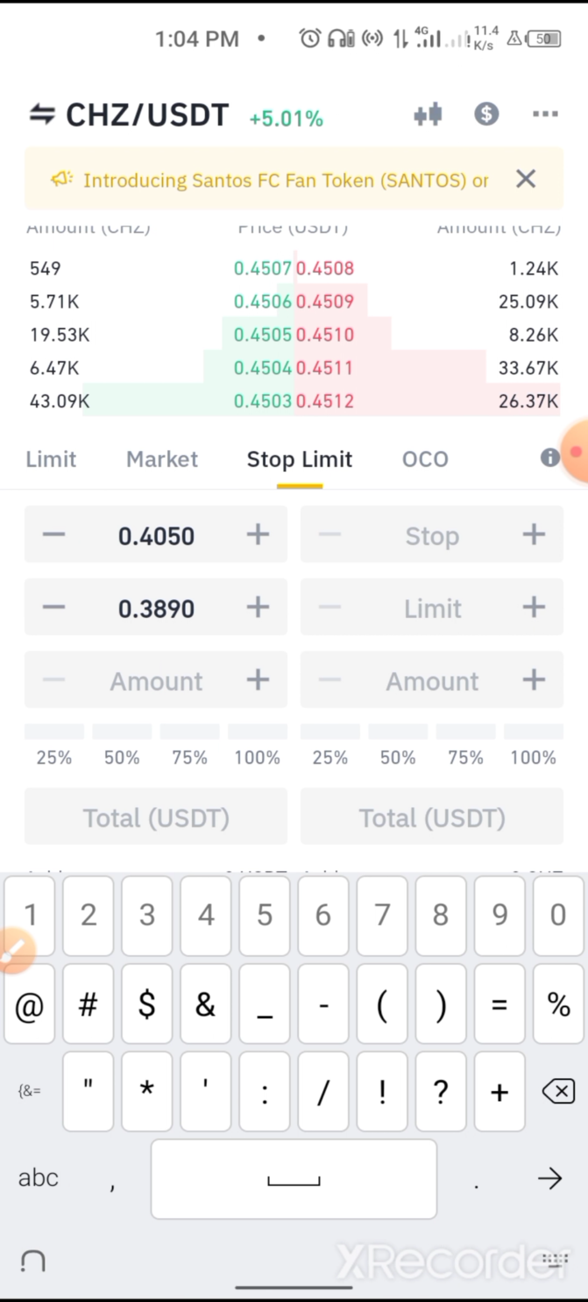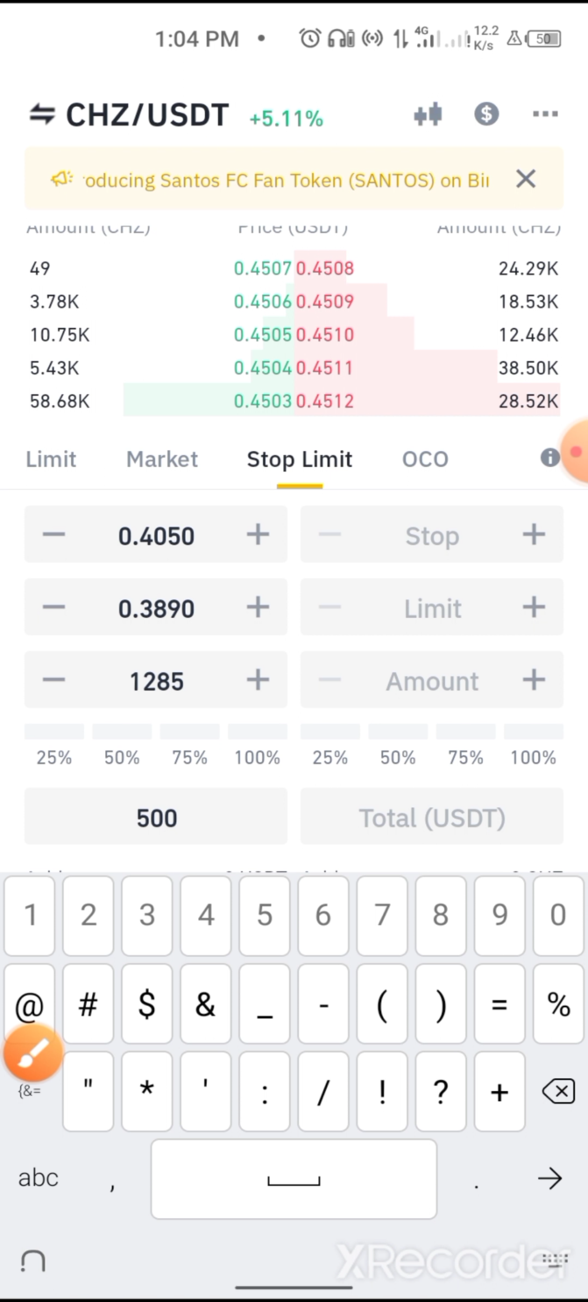What it means is that once it crosses 0.4050, place for me a buy order in the order book at 0.3890. I hope you understand where we're going. Now, I want to buy with some amount of USD. I want to buy with 500 USD. Now, sorry, this is a downward trend.